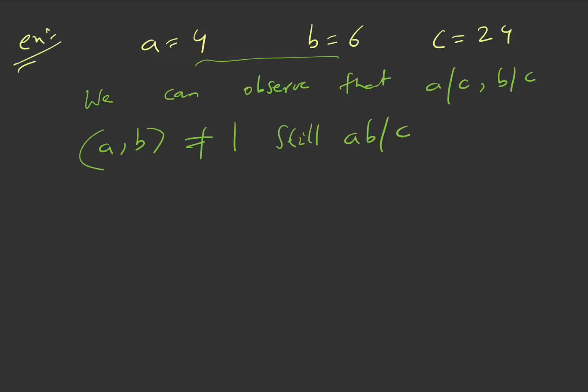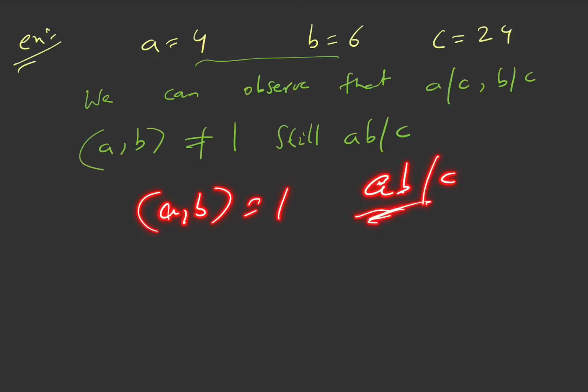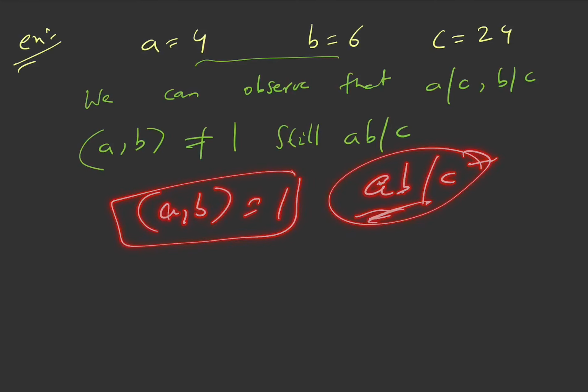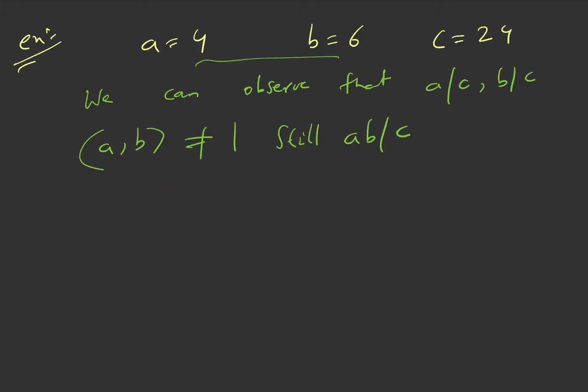I just told that if GCD is 1, definitely I can say that AB divides C. If GCD is not 1, still this can happen, right? But if GCD is 1, then we can take the guarantee that AB will divide C. Otherwise we can't take the guarantee, but here you can see that still this is true.